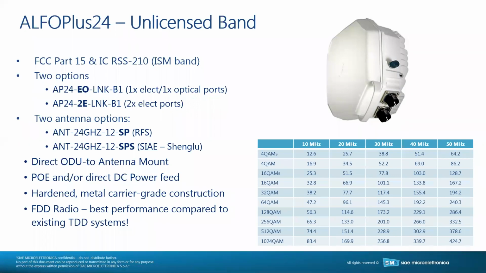And then the other thing about this radio that's different from, say, a B24 or an AF24 is that this is an FDD radio. So this is just like any other licensed microwave radio. You can plan it just like any other licensed microwave radio. This is one go and one return channel. From a latency perspective and from a predictability perspective, you can predict these just as you can predict with a traditional 6 to 38 gig licensed microwave link.